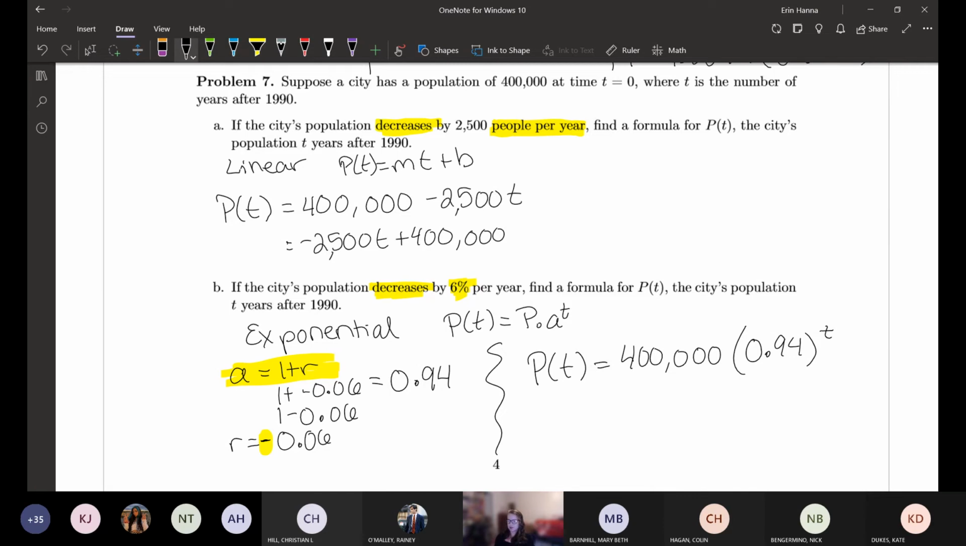So once again, set amount per whatever, linear. Percent, or if it says the word rate, even, exponential. Questions, concerns on either of those?